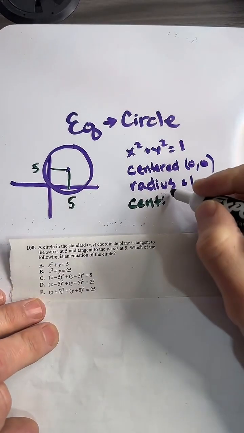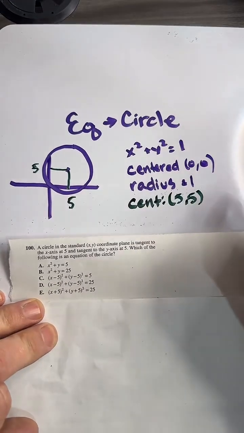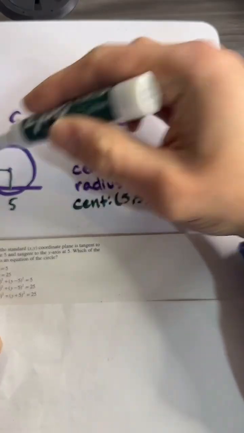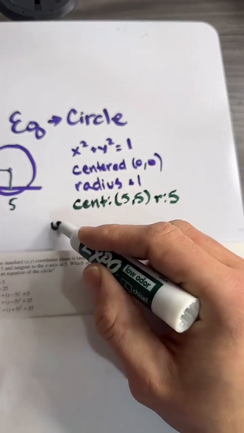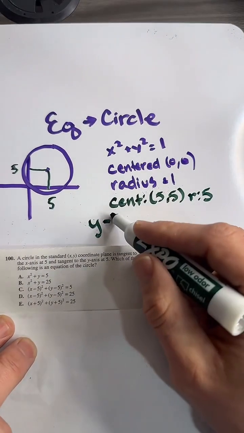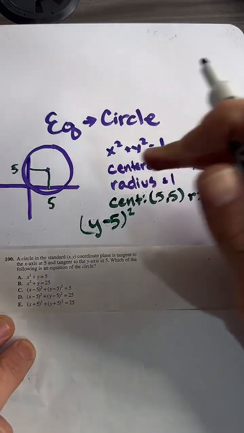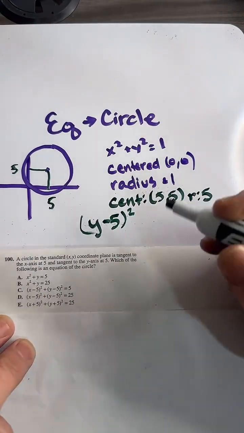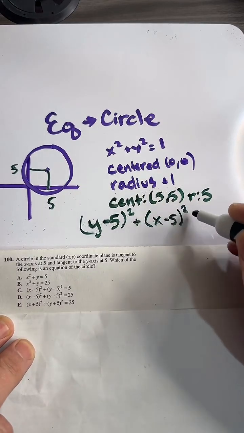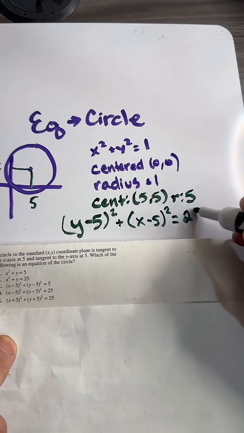Anyway, so it's centered at 5, 5. And then that means my radius is 5. Because it goes from the center and then it touches. So that's going to mean my equation is going to be y minus my y value. My y value is 5. And that's squared. So that's how that differs from this equation. Well, x or y squared doesn't matter, they're both added. Plus x minus 5 squared equals, now here's the key, it has to be the radius squared. So this is going to be 25.